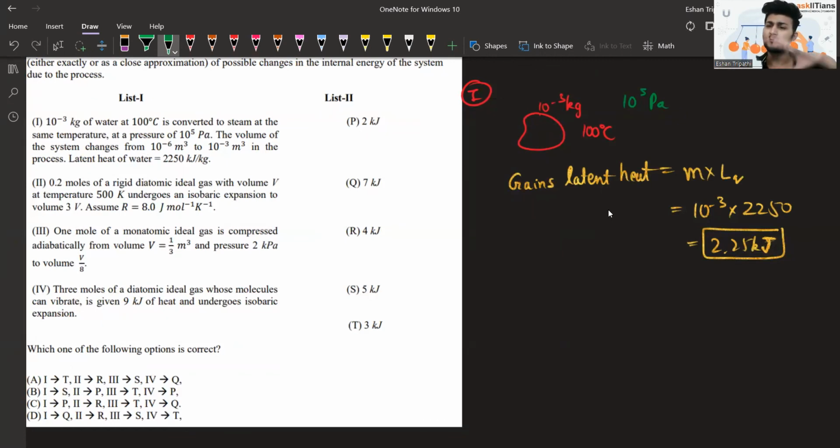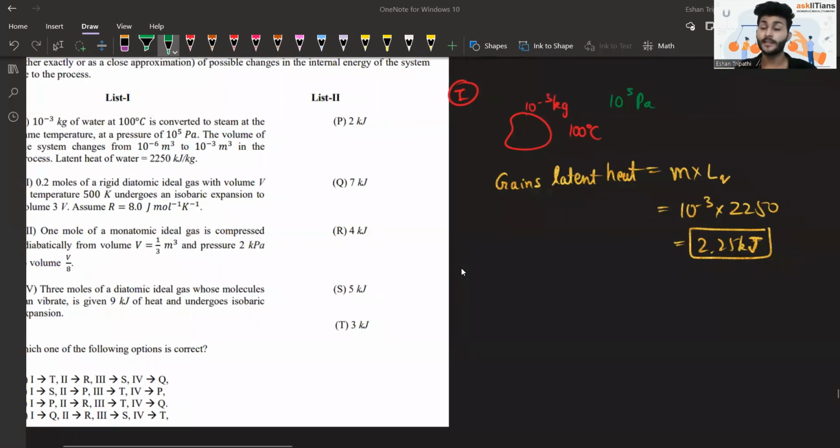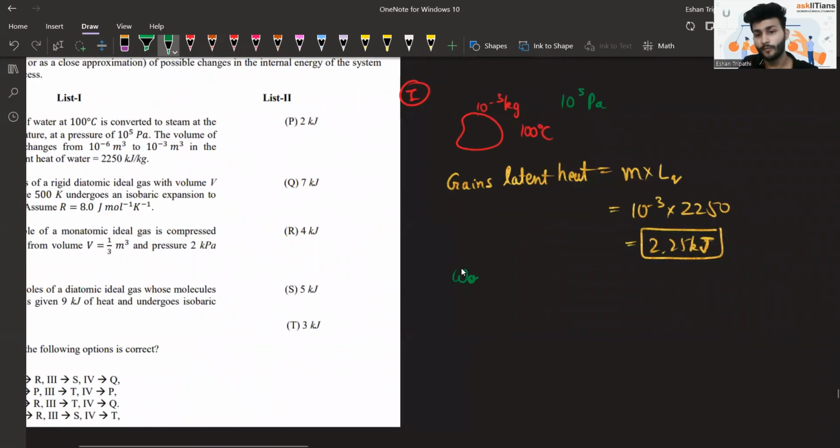So just imagine if the volume is expanding at a constant pressure, do you not need to give some heat to it? Some heat needs to be given to it. So let's say, because the gas is expanding, there must be work done by the gas, because it is expanding by itself.